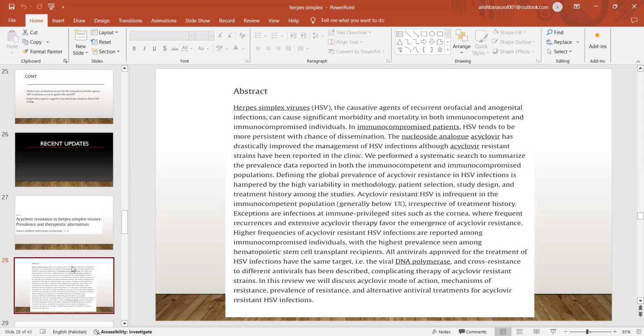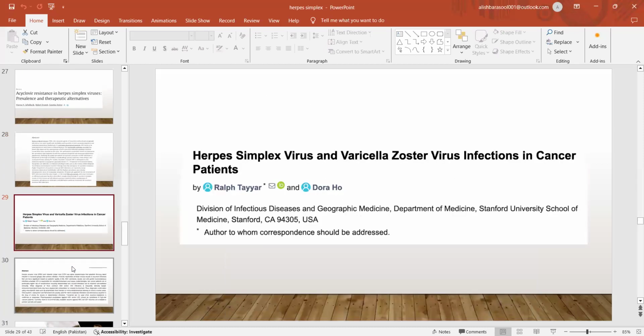All antivirals approved for the treatment of HSV infections have the same target, that is viral DNA polymerase, and cross-resistance to different antivirals has been described, complicating the therapy of acyclovir-resistant strains. In this review, we will discuss acyclovir mode of action, resistance mechanisms, and alternate antiviral treatments.